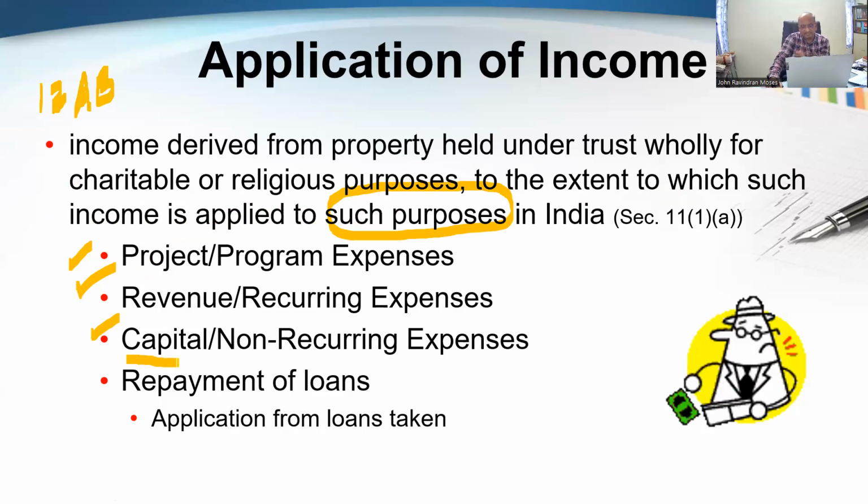When you buy a piece of land for constructing an orphanage in the future, allowed as application. When you buy a piece of land for constructing a church in the future, allowed as application. Or this year you want to construct a church, the construction expenses will be allowed as application. You buy equipment for a hospital, allowed as application, because these are all towards the objects of the organization. You are trying to achieve the purpose for which this organization is created. When you do that, whatever amount, in whichever form you spend it, is allowed as application to you.